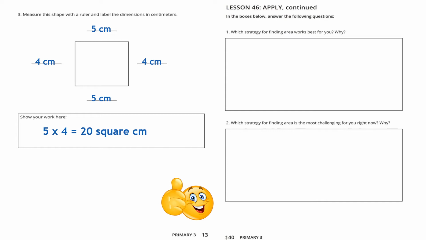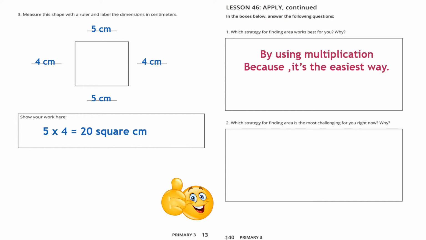Now, let's move to the next page. Which strategy of finding area works the best for you, and why? We said before, we can count, or we can use repeated addition, or we can use multiplication. For me, I prefer multiplication because it's the easiest way for me, and you can write anything you want.